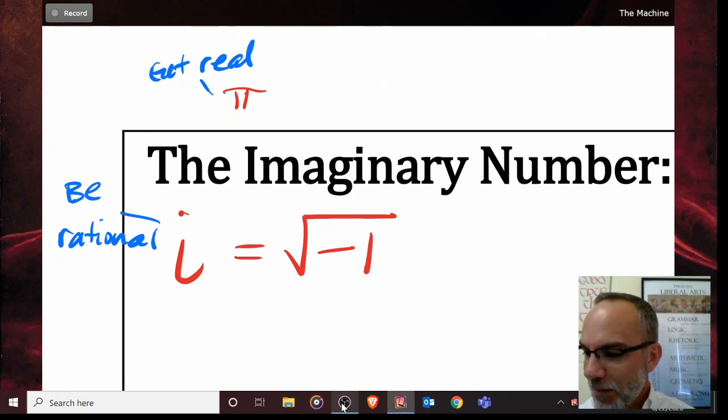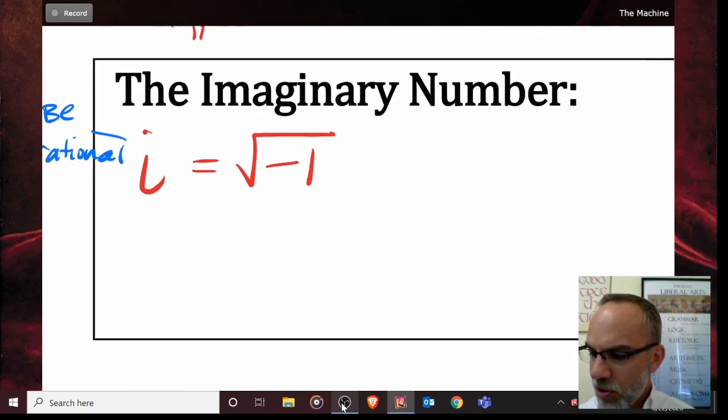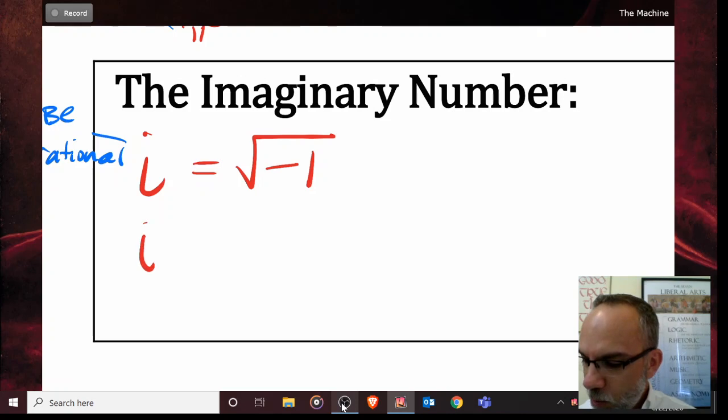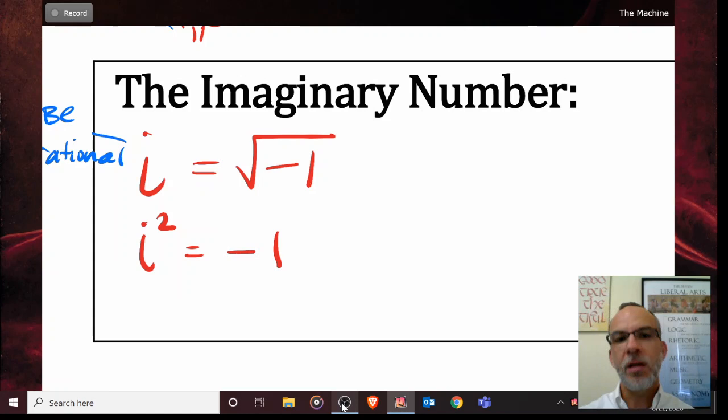All right, back to the idea now. The imaginary number is just i. So that means that i squared, if you were to square i, that's equal to negative 1. Okay, so there is a number that you can square that you wind up with a negative as an answer, and that would be the imaginary number.